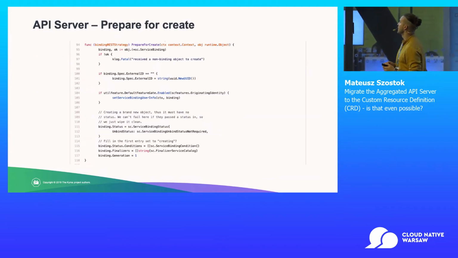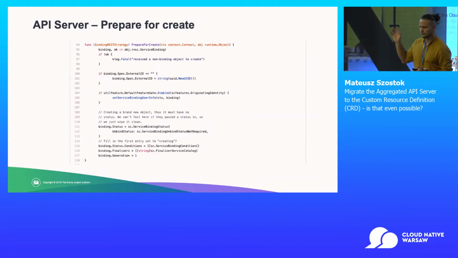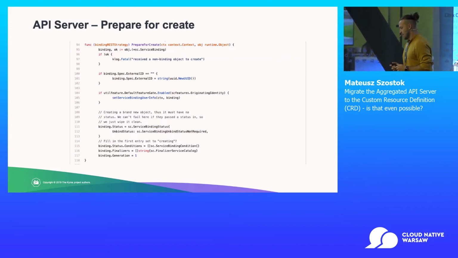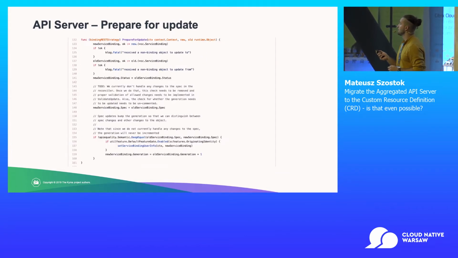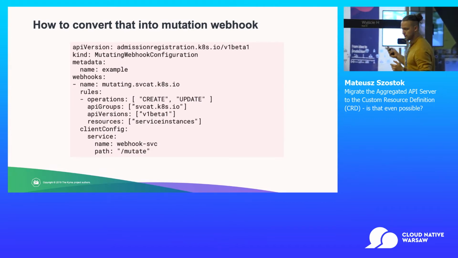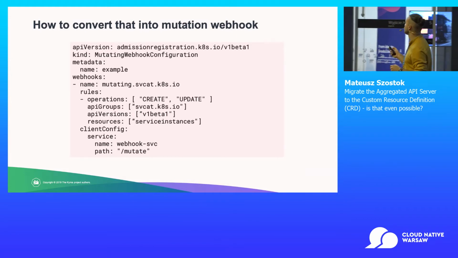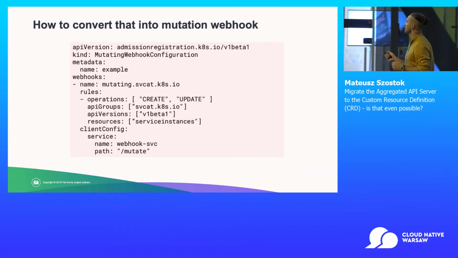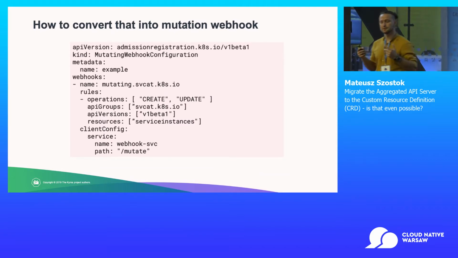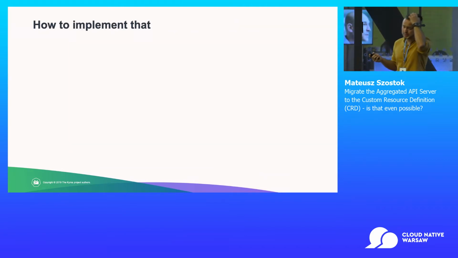Prepare for create and update. I already talked a lot about strategy in API server. And we know that we have two functions, prepare for create and prepare for update strategy in API server. We already know that we should move them to admission webhooks, the mutation one. We already know how to configure that thing. We know that our service should be called, but how to write that service? How to implement that service?